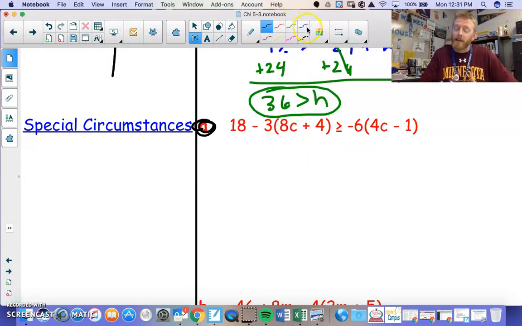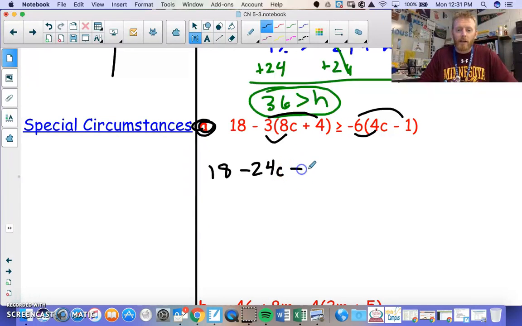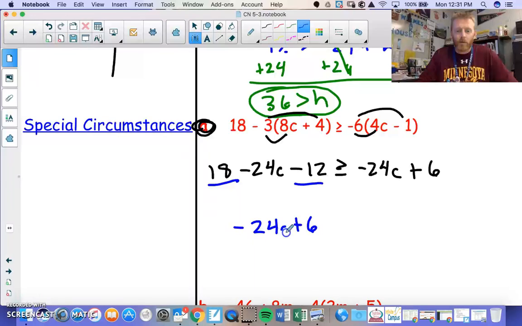So same process takes place like we did before. We're going to distribute on both sides. When we distribute, we're left with on the left side an 18 minus 24c and a minus 12, is greater than or equal to a negative 24c and then a plus 6. Over on the left side, I can combine my like terms. 18 and a negative 12 make a plus 6. So I have a negative 24c plus 6 is greater than or equal to a negative 24c plus 6.